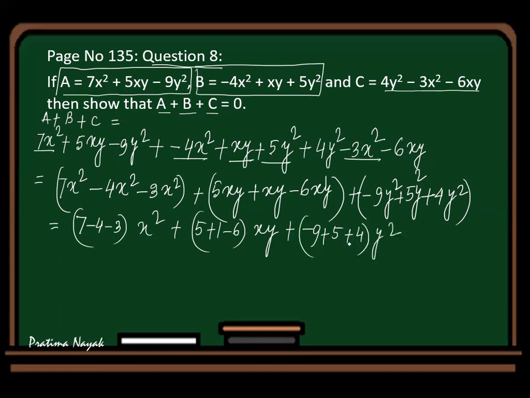Are you getting zero? Yes, you must get zero because the question is like that. You have to prove that it is zero. So since it is zero, there is no need of writing this step. You can directly write zero plus zero plus zero. That is your zero.